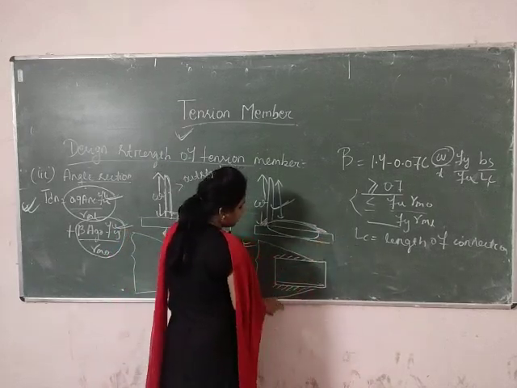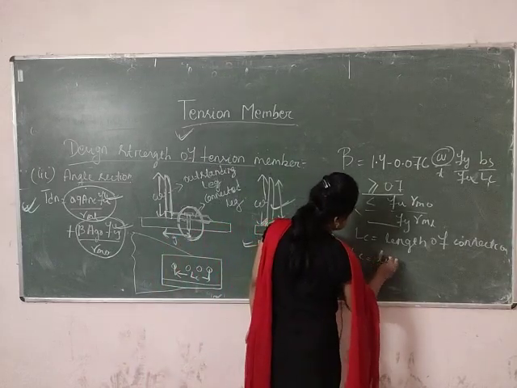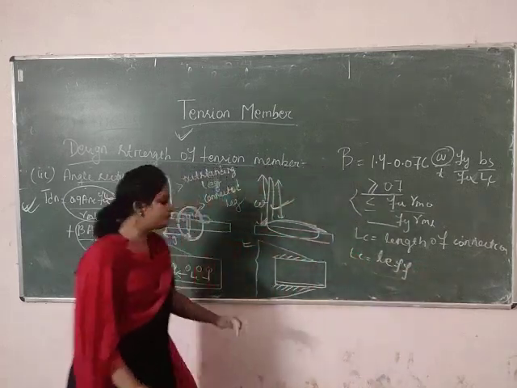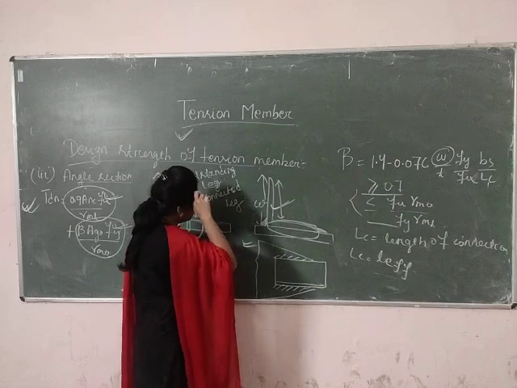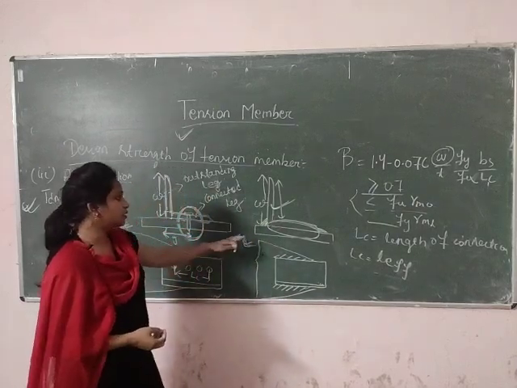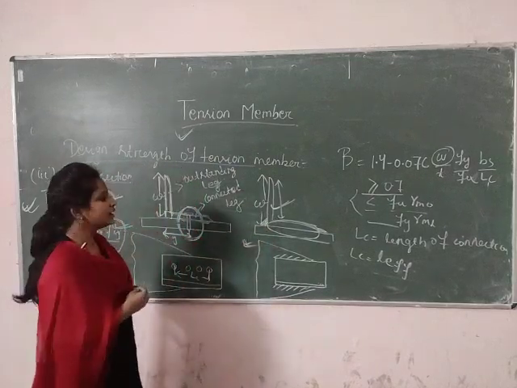And in case of welded connection, the length of connection will be the effective length. Length of connection will be the effective length when the tension member or the angle section is connected to the gusset plate by the help of a welded connection.